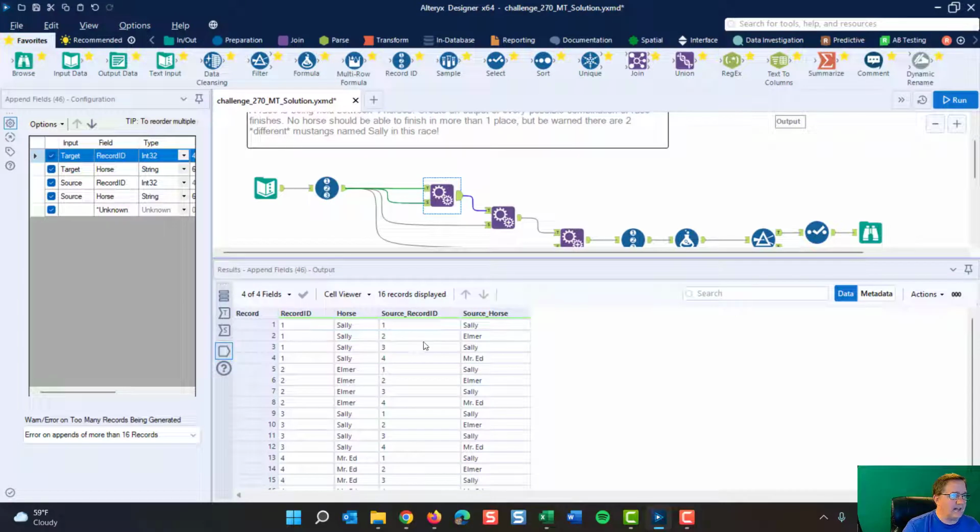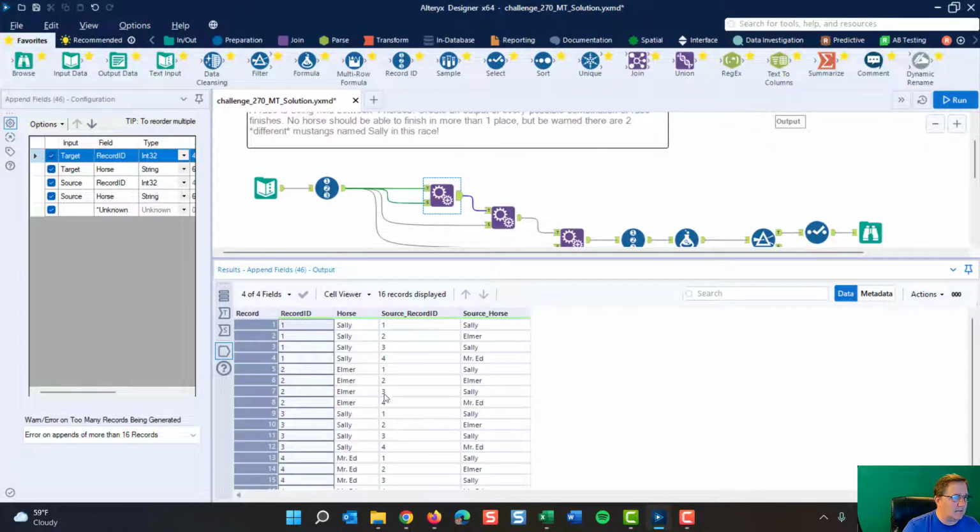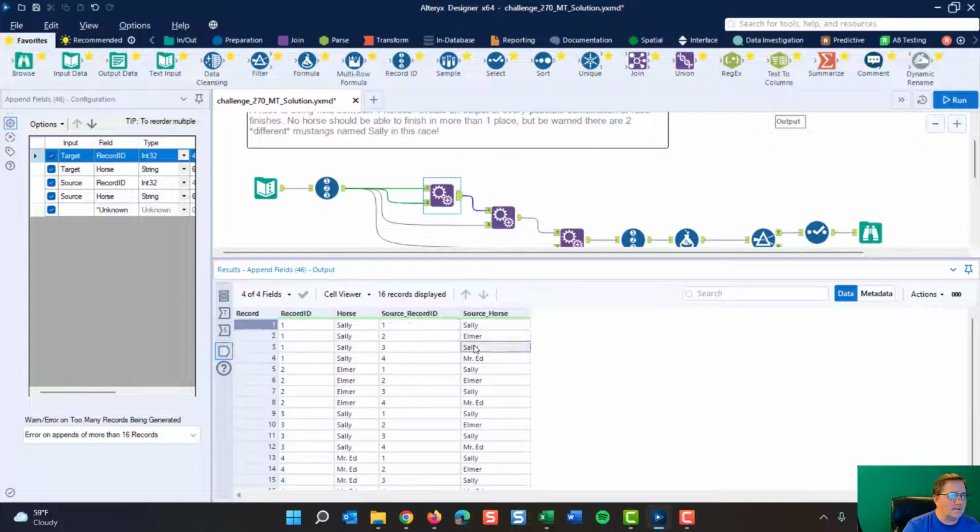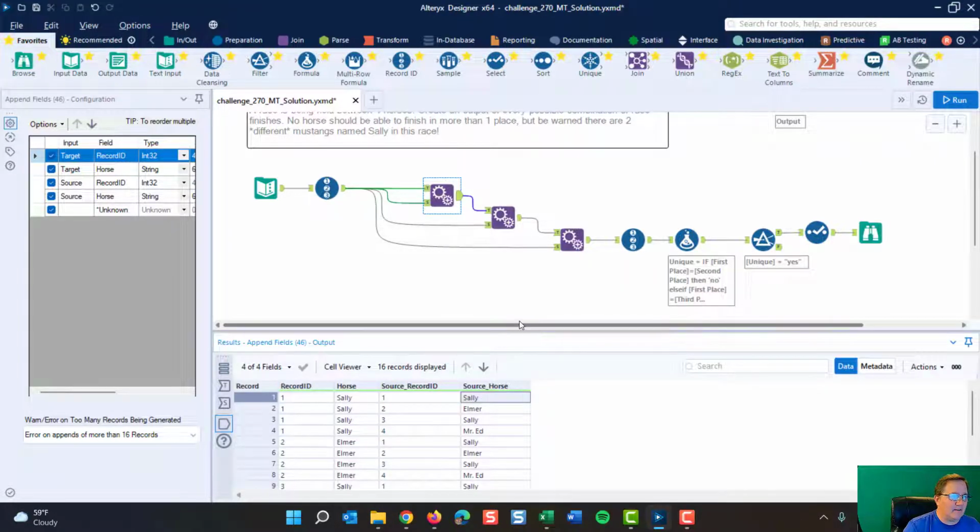Well, you've got Sally and Sally, Sally and Elmer, Sally and Sally, Sally and Mr. Ed, Elmer and Sally, Elmer and Elmer, Elmer and Sally, Elmer and Mr. Ed. And you've got every combination of these. So you've got four horses, you've got 16 results. Now, mind you, this record ID is now record 1, 2, 3, 4, so that you can tell the difference between the Sallys. We're going to do that again, effectively rinse and repeat. The results coming out of here, we've got the second place ones, and now we're going to append that back to the original four horses. So each one of these 16 results can have four horses each.